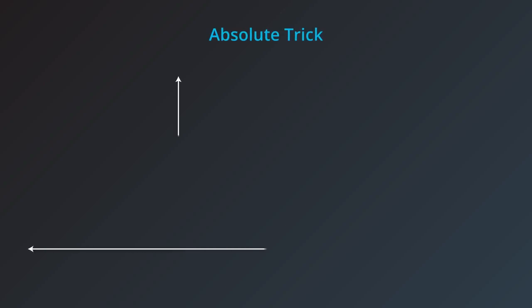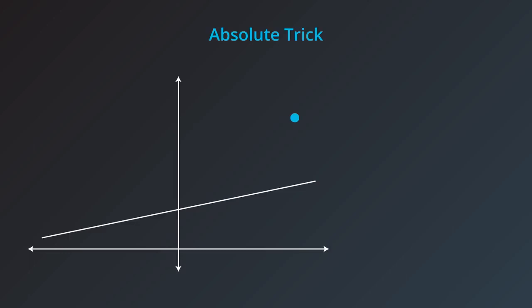So here's our first trick to move a line closer to a point that we're going to use in linear regression. It's called the absolute trick, and it works like this. We start with a point and a line, and the idea is that the point wants the line to come closer to it. So let's put some numbers here.